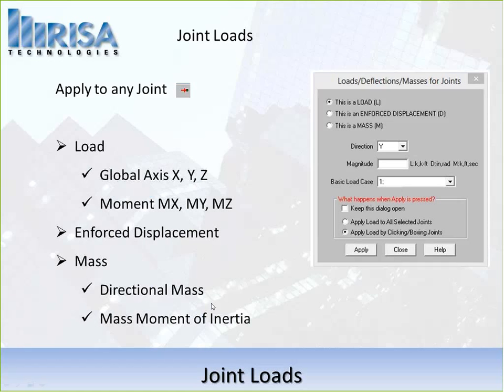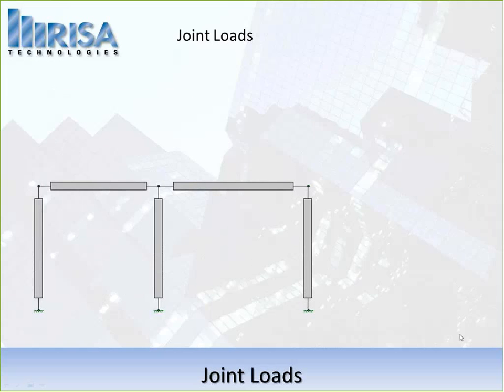If you apply mass instead of load, it helps you identify or prevent the local modes. You can also do mass moment of inertia, and that might help account for the rotational inertia effects in your model. So this one helps you with the dynamic analysis. Typically we're going to stay in the load one right now, but let's take an example of this enforced displacement.